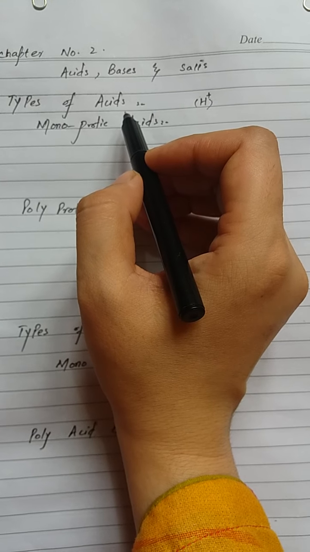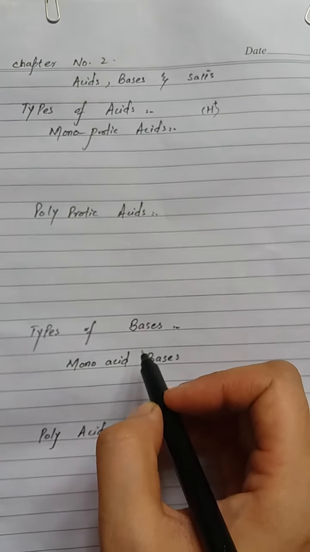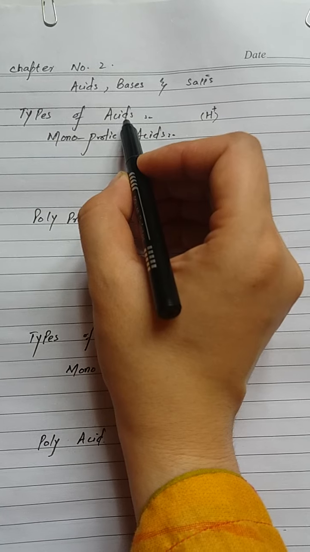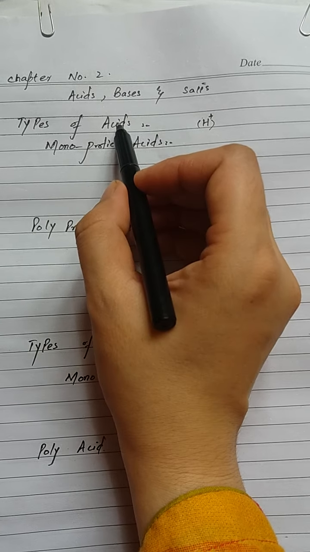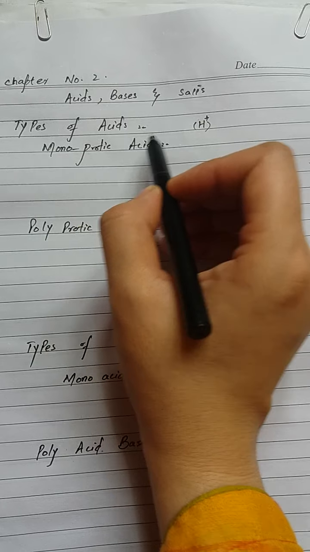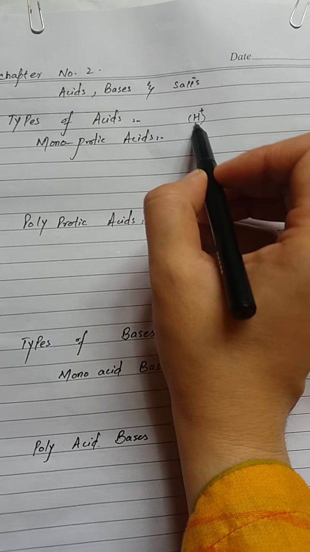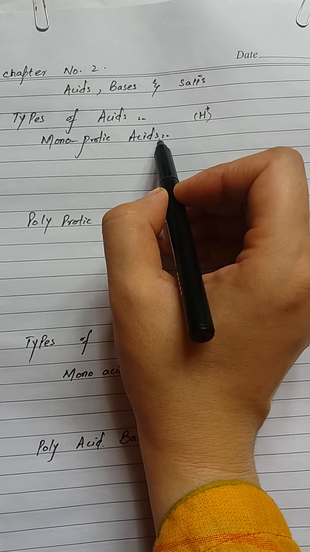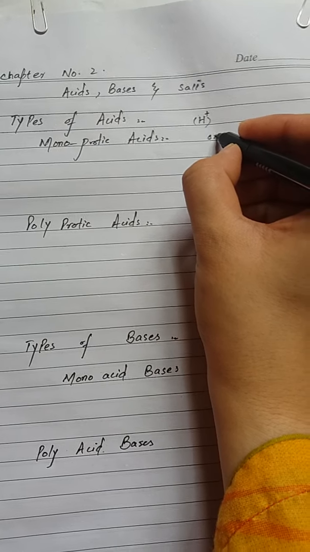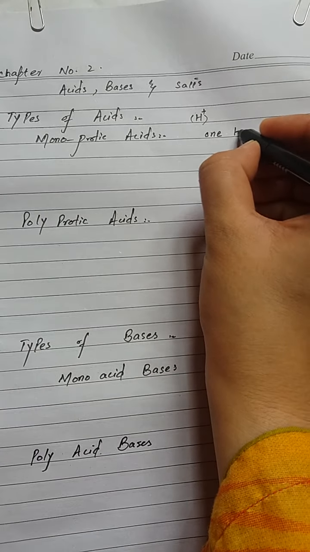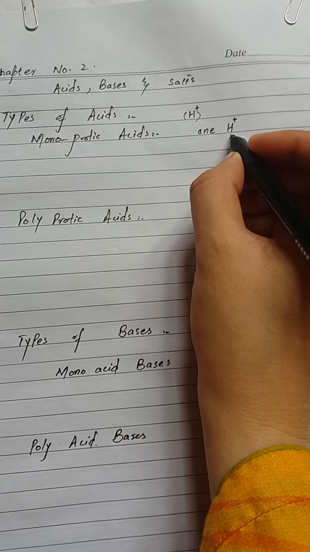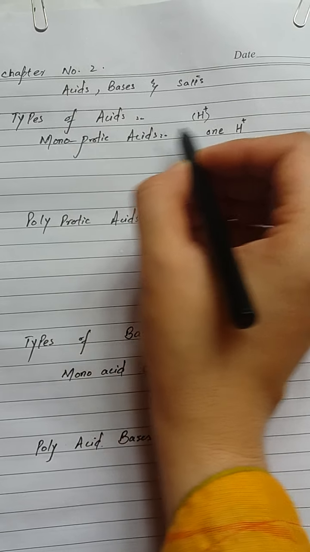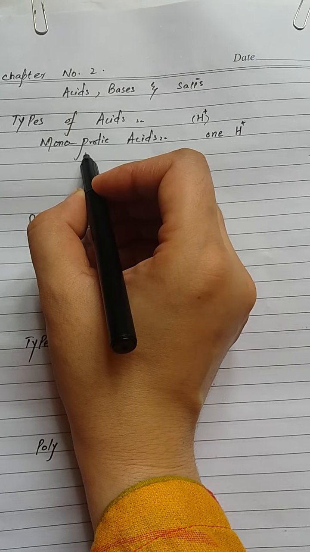Today we read about types of acids and types of bases. On the basis of the number of protons produced when these acids are added to the water, if these acids donate or produce one proton per molecule, then these acids are known as monoprotic acids. So those acids which produce one proton per molecule are known as monoprotic acids.